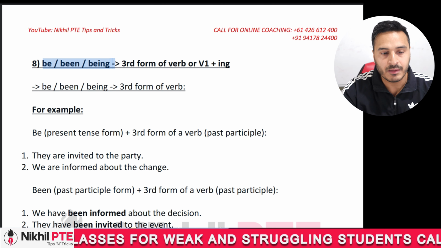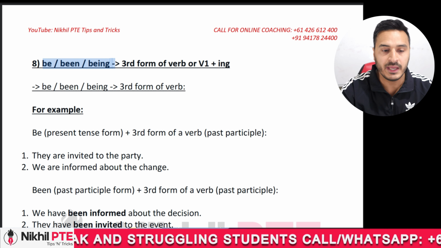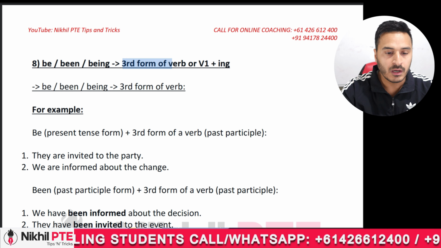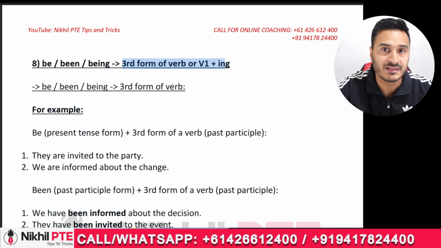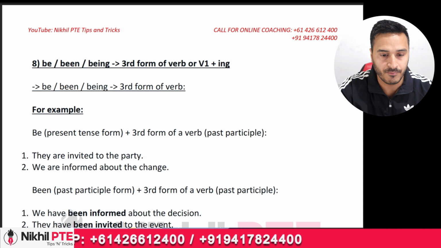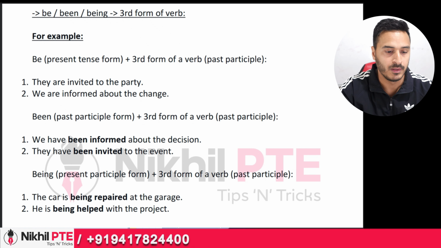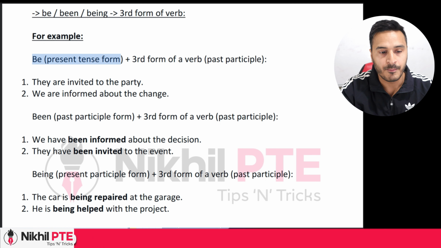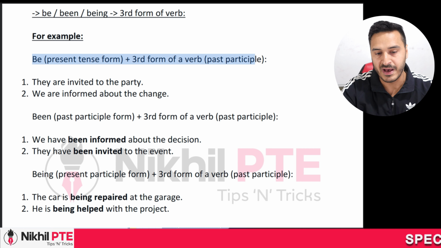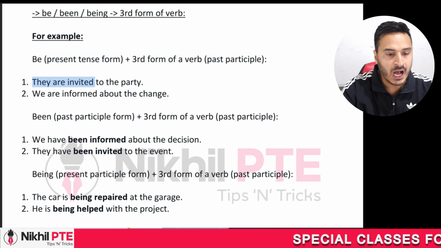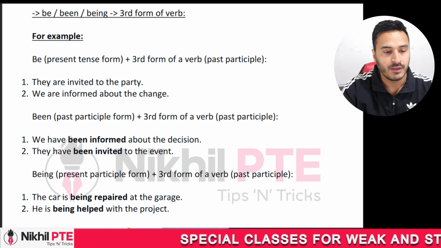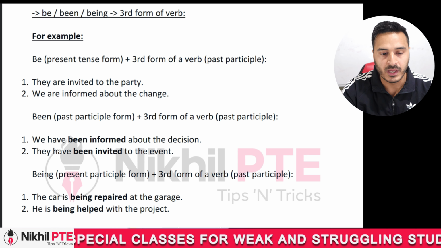So now moving to the 8th rule. Be, been, being. Then after, if there is a blank, third form of verb or V1 plus ing will come. Let's take an example. Be, present form plus third form of a verb, past participle. They are invited to the party. We are informed about the change.